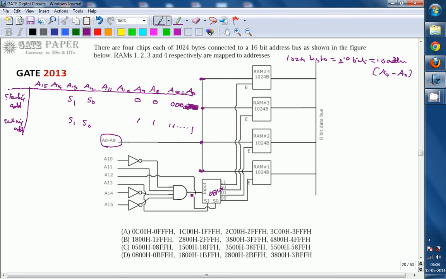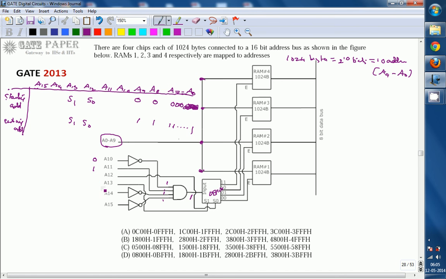Next, the input will be connected to the RAM location. Here it is an AND gate, and we assume the input is present whenever it is at logic 1. So to get an AND gate output at logic 1, all inputs of the AND gate must be at logic 1. This is an inverter, so A10 must be 0, and A11 is directly connected, so A11 must be 1.